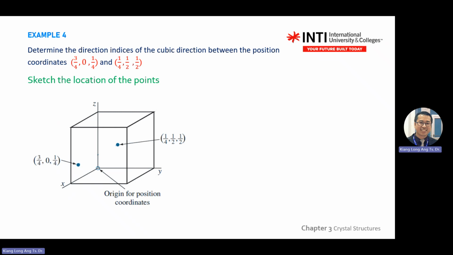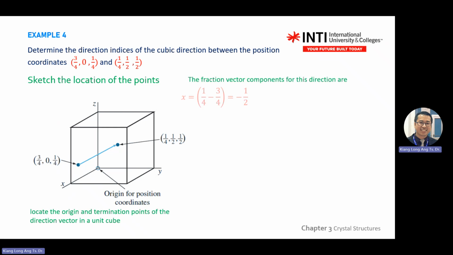Y2 minus y1, half minus 0, you get half. Z2 minus z1, 1/2 minus 1/4, basically 2/4 minus 1/4, you still get 1/4. Change the bracket to the round bracket. Okay, so these are the steps.